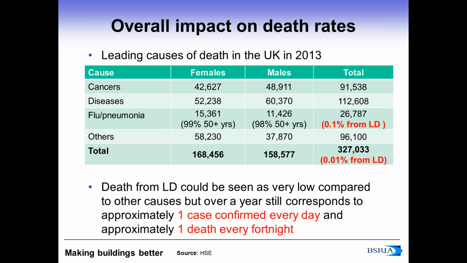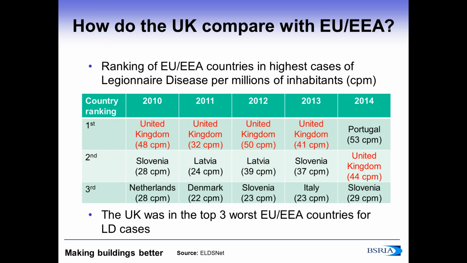Now, looking at other causes of death in the UK, Legionnaires' disease could be perceived as a minor cause. However, over a full year, it still averages 1 confirmed case per day and 1 death every fortnight. We saw the number of cases confirmed in the UK, and in comparison with other European countries, the UK has been in the worst top 3 countries for several years, and it certainly still is, based on the maintained number of confirmed cases over the past 7 years.